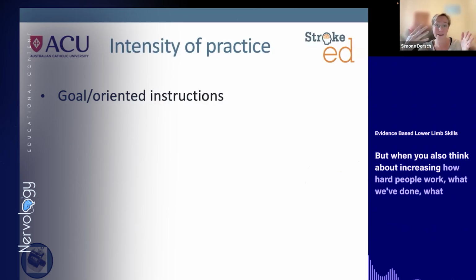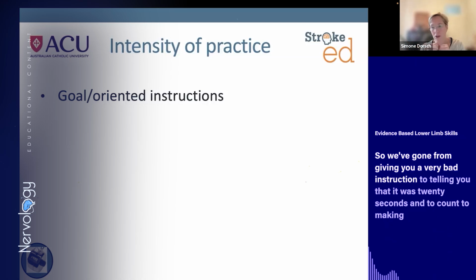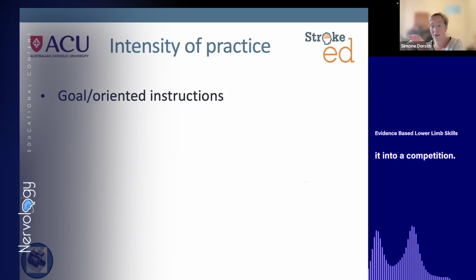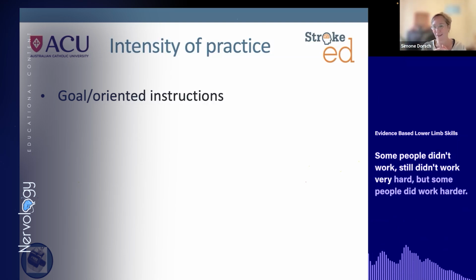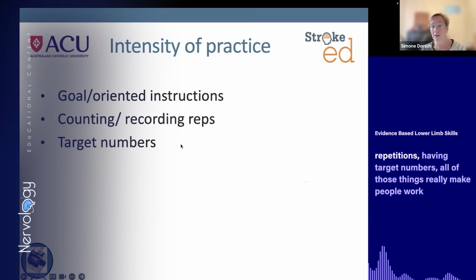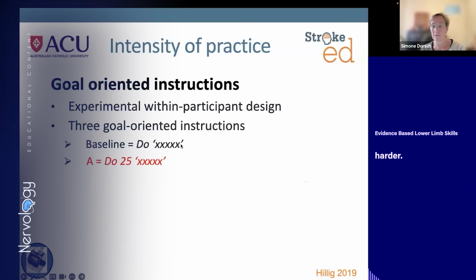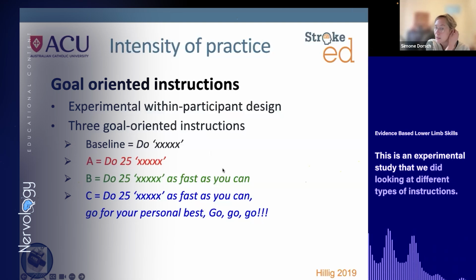But when you also think about increasing how hard people work, what we've done with it across the lecture is change the instruction. So we've gone from giving you a very bad instruction to telling you that it was 20 seconds and to count, to making it into a competition. Some people still didn't work very hard, but some people did work harder. So thinking about the instructions, counting and recording the repetitions, having target numbers, all of those things really make people work harder. This is an experimental study that we did looking at different types of instructions.